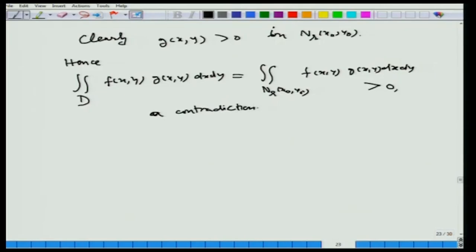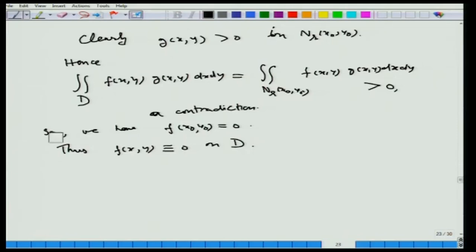Therefore there cannot be any point x0, y0 in D with f of x0, y0 not equal to 0. So we have f of x0, y0 equal to 0, and thus f(x,y) is identically 0 on D. Because x0, y0 was any point here, and we assumed that it is positive, that cannot be possible, and so it has to be 0 on this.